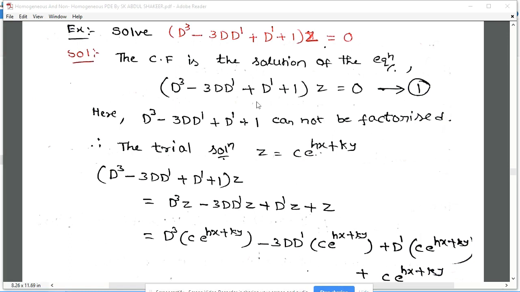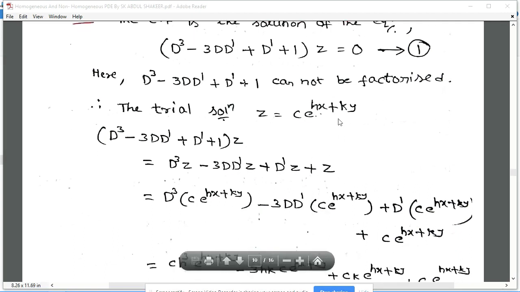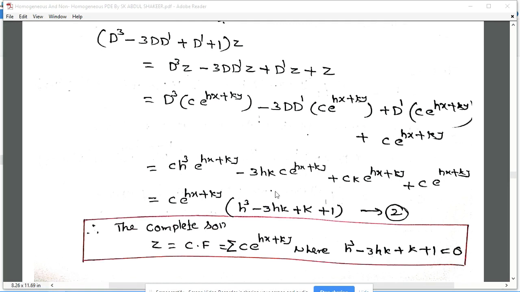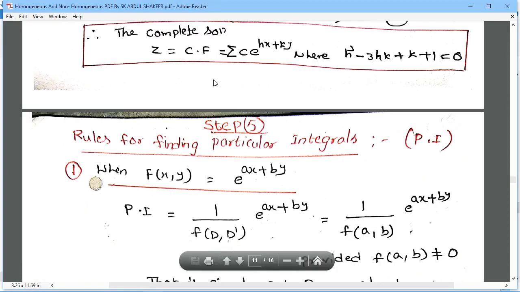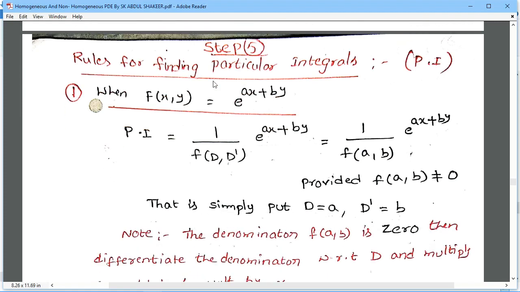The expression cannot be factorized, so the trial solution is taken as c into e power hx plus ky. Operating the equation on z, where z is the solution, we replace and simplify, and c into e power hx plus ky is taken as common. We get an expression in h, k, and this expression is equated to 0, which gives the required complementary function.